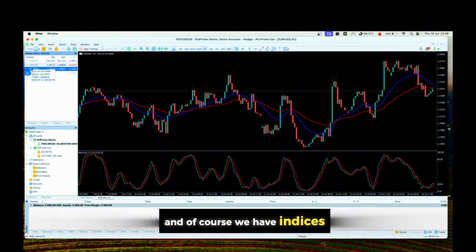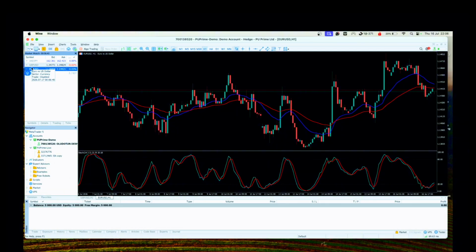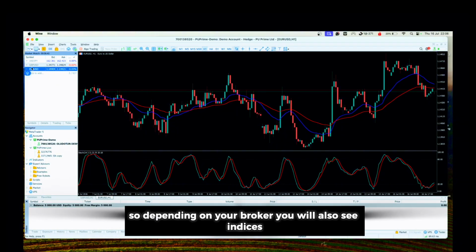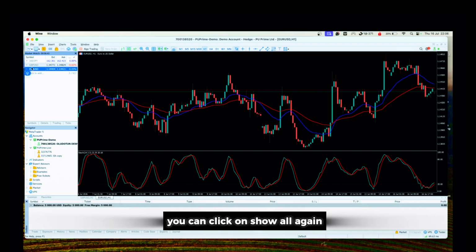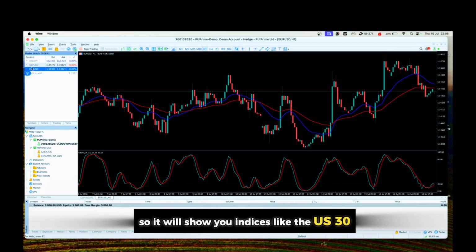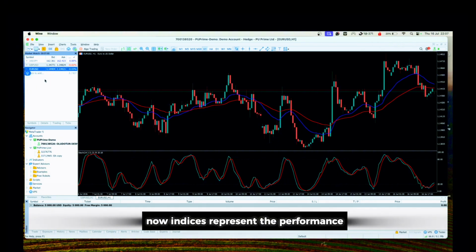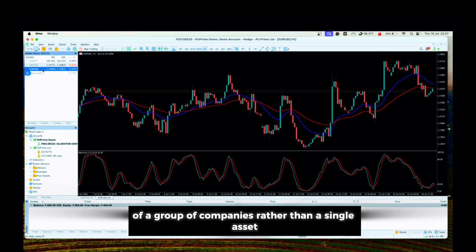And of course, we have indices. Depending on your broker, you will also see indices. You can right click, like I said, and click on show all again, so it will show you indices like the US 30, the Nasdaq, or the S&P 500. Now, indices represent the performance of a group of companies rather than a single asset.